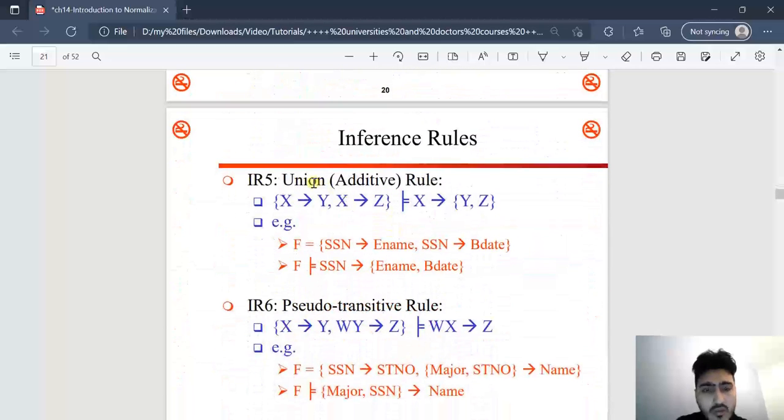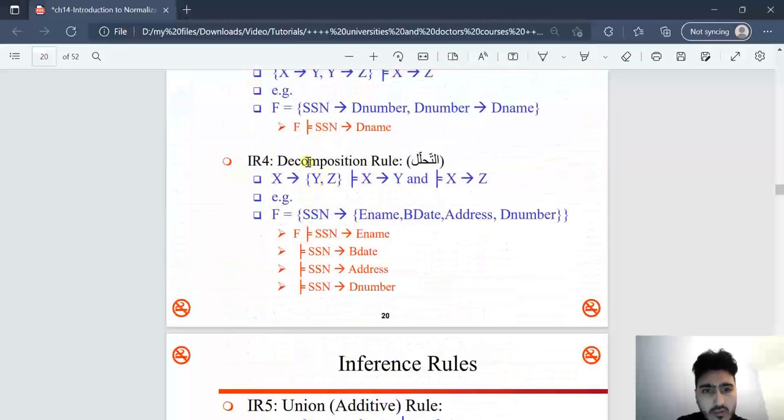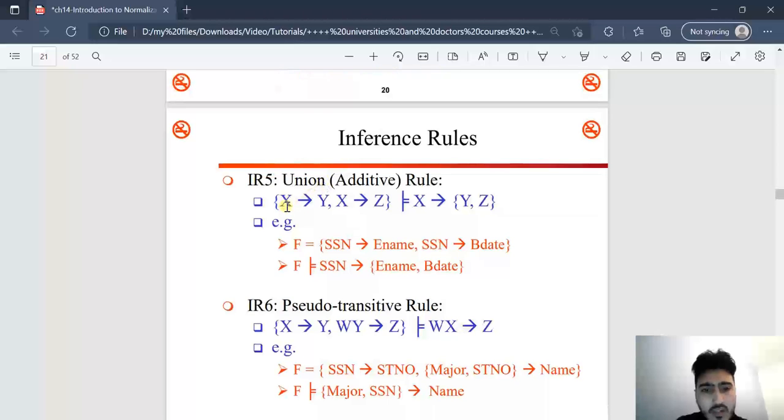We have the union rule, which is the converse of this one. If we have X determines Y and X determines Z, then we can say that X determines Y and Z. For example, if we have SSN determines the e-name and SSN determines the birth date, then we can write SSN determines the e-name and the birth date. This is by the union, or additive rule.